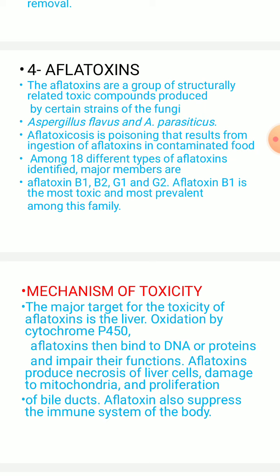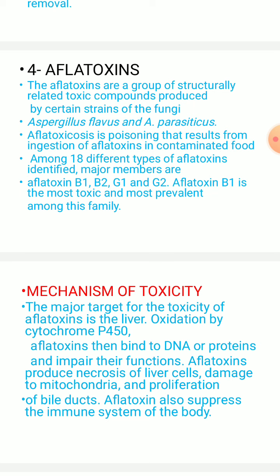Now let us move on to the next toxicant in liver toxicity, that is aflatoxins. These are a group of structurally related toxic compounds which are mainly produced by certain strains of the fungi Aspergillus flavus and Aspergillus parasiticus. The poisoning caused by aflatoxins is called aflatoxicosis.